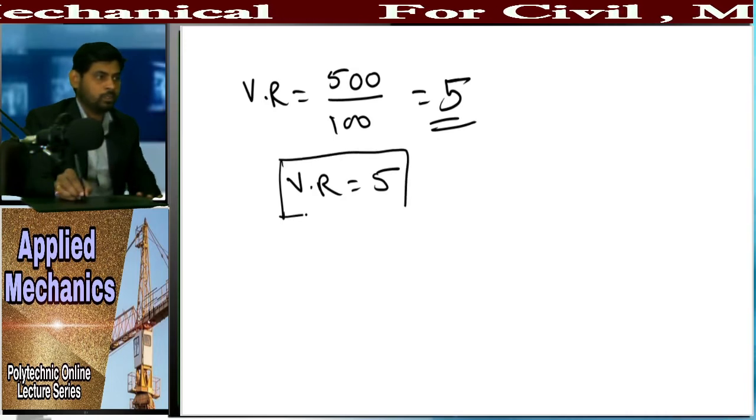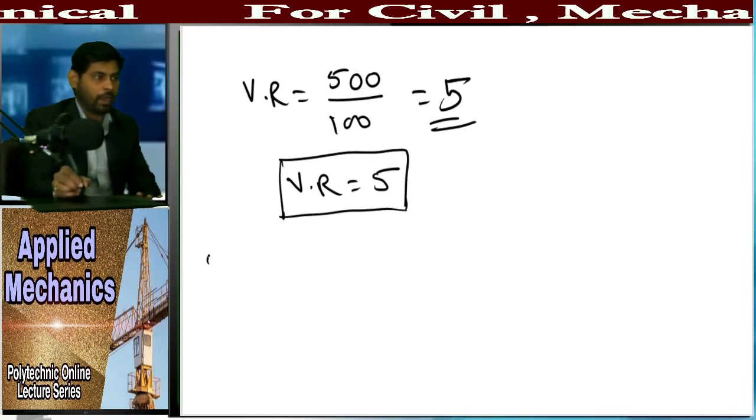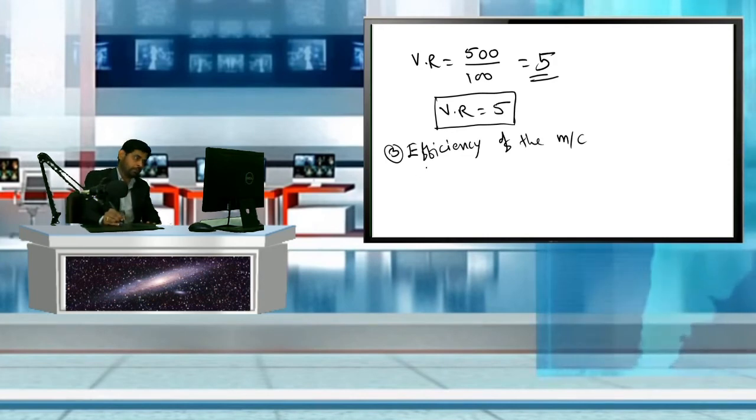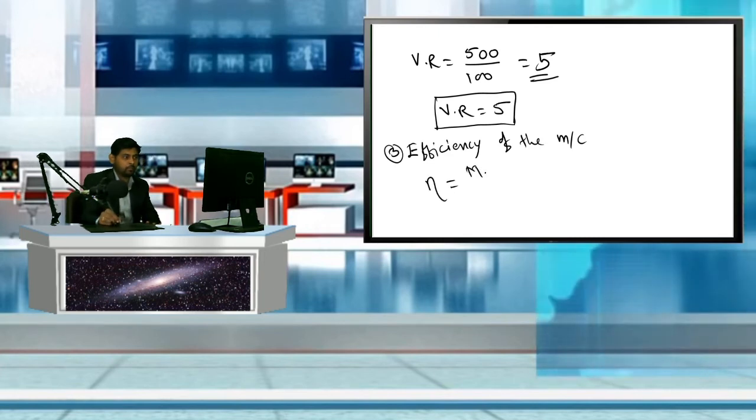Now, the third thing we have to find out is the efficiency of the machine. How can we find out the efficiency of the machine? We have one formula for that: efficiency is equal to mechanical advantage divided by velocity ratio into 100.